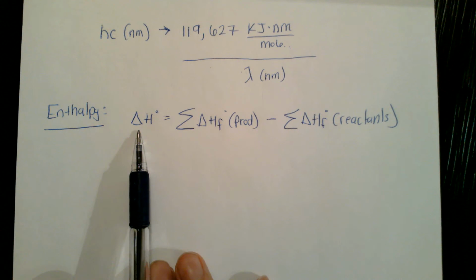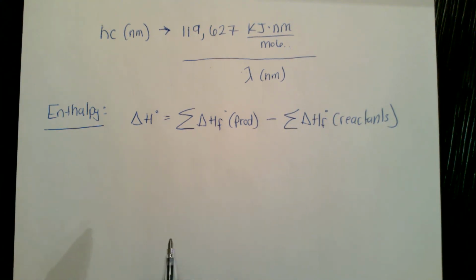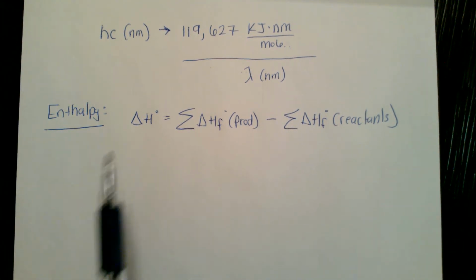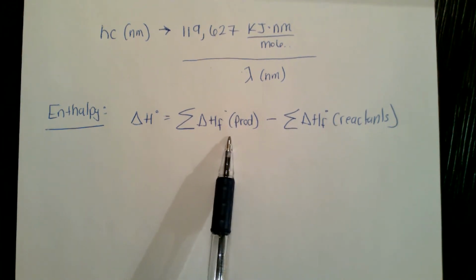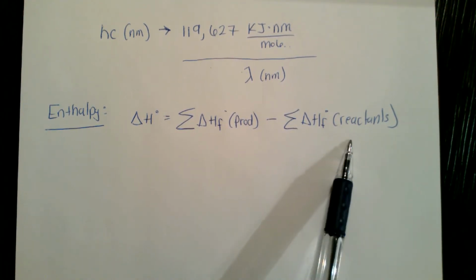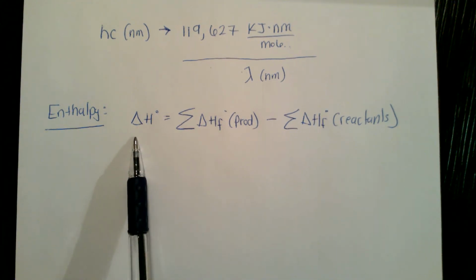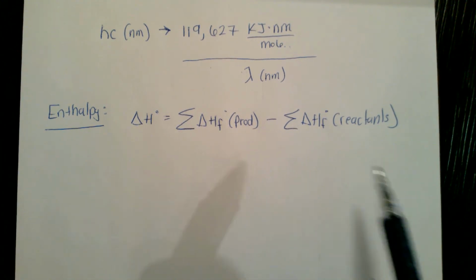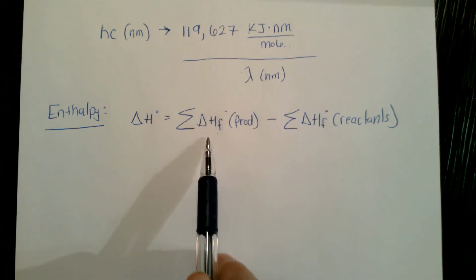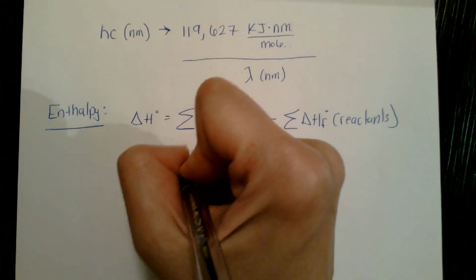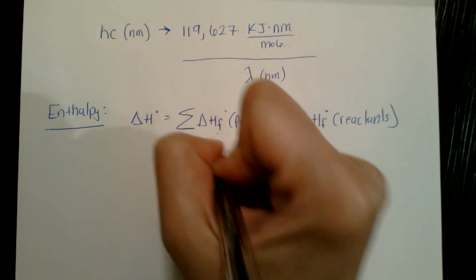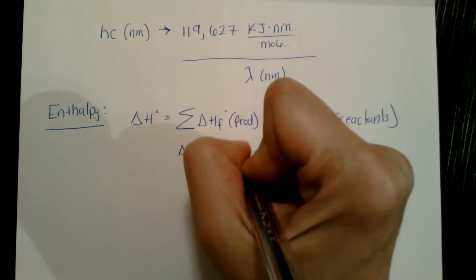This process could be a chemical reaction. It could be like what we're going to talk about here, where a photon of light energy comes in and breaks a chemical bond. For any sort of process, the sum of the energy of all of the products subtract the energy of the reactants gives you the overall energy change in terms of enthalpy. So delta H_f naught is the standard enthalpy of formation. This is something that is looked up in a table.